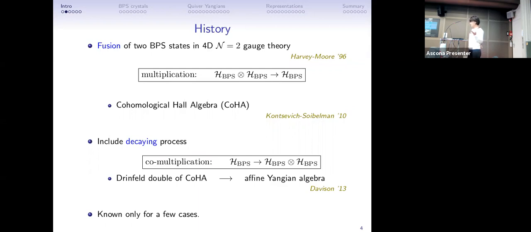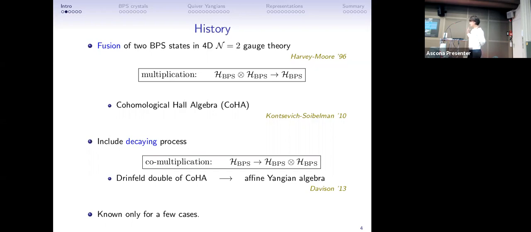If you consider fusion, it is also natural to include a decaying process. At the algebraic level, that corresponds to also including a coproduct. You start from 1 BPS state and see how it splits into 2 different states. That corresponds to taking the Drinfeld double of this CoHA. The structure is some affine Yangian algebra. In some special cases, this affine Yangian algebra is the universal enveloping algebra of some W algebra.